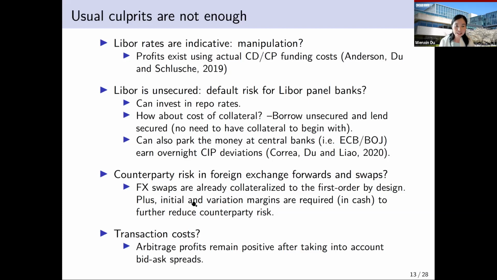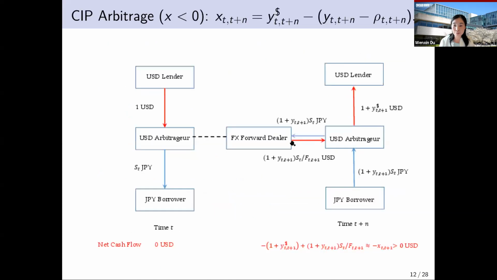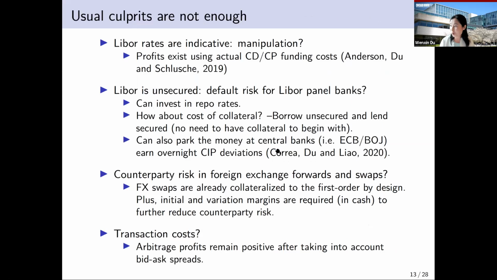And the third critique is, how about counterparty risk? We saw that this cash flow is important. I need to get back money from the dealer in order to make this arbitrage profitable. How about if the dealer defaults on us? Do not worry, because the FX swaps are already collateralized, to the first order, to begin with.